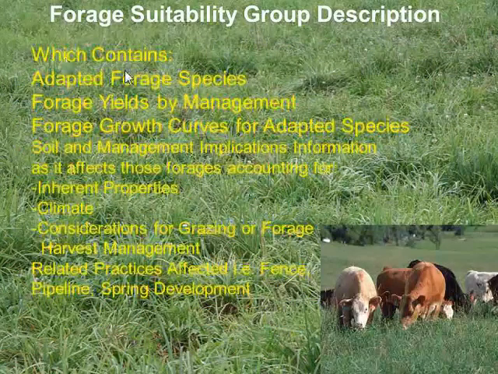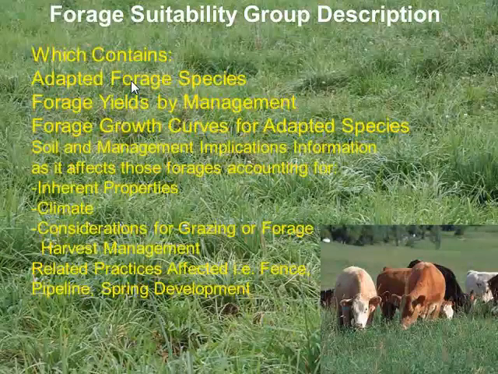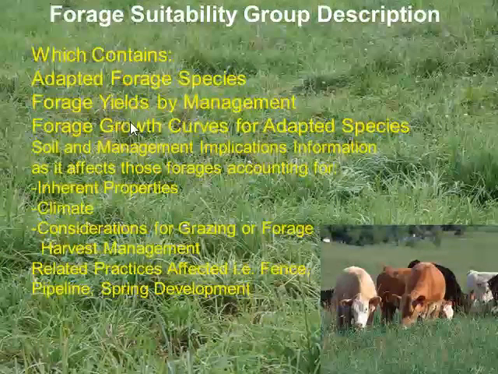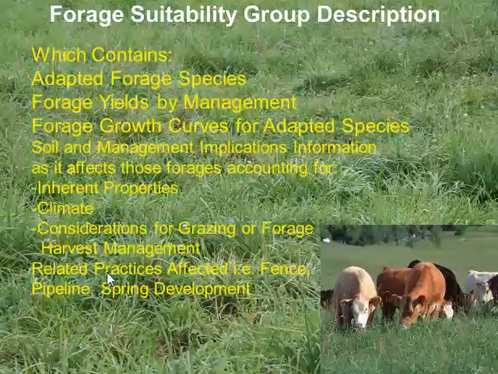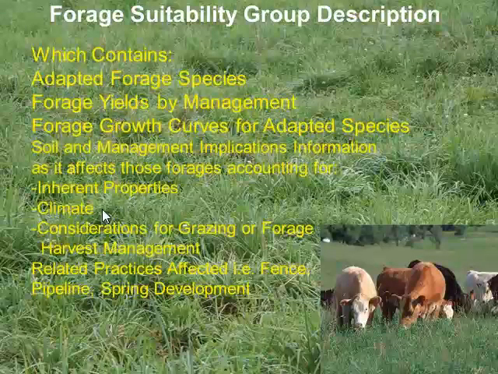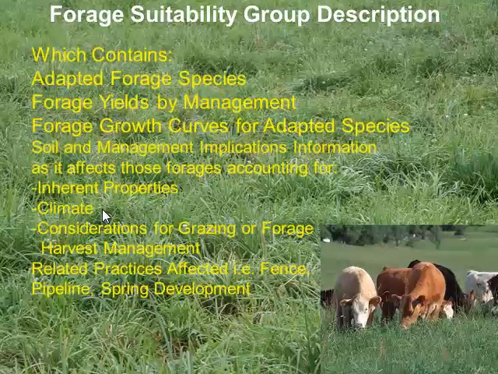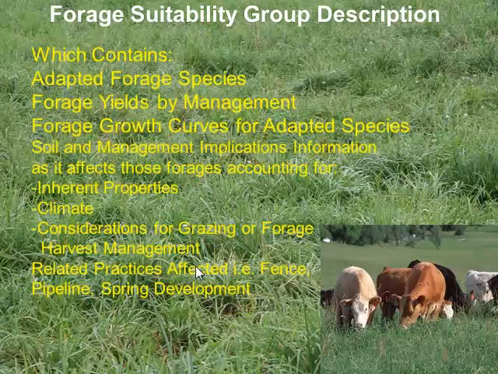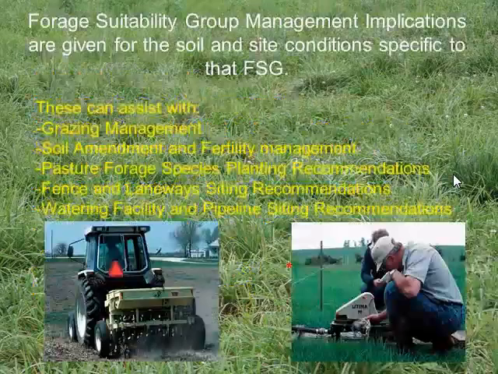So now we've got all the main parts of a forage suitability group. We've got the adapted species, their yields, some growth curve information, and then the big thing we want to not forget is the management implications. Again, those examples I gave, is there some restrictive layer? Is it a steep slope that's going to make it impossible to put equipment on to do any type of fertility work or herbicide control or anything like that? So we want to put those kinds of things in the management implications.